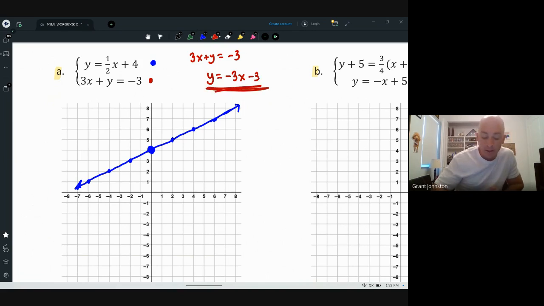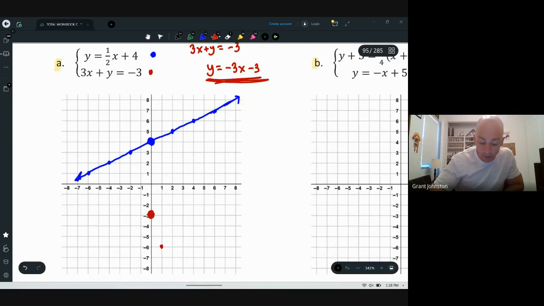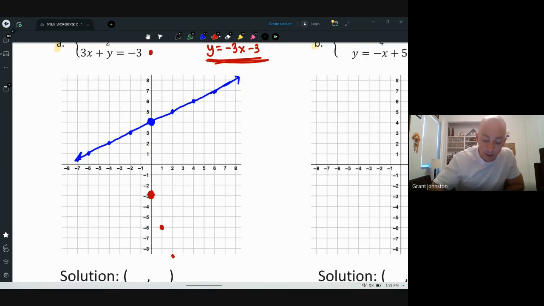So the y-intercept is -3. And the slope is -3. So I'm going to go down 3 to the right 1. So it has that nice slant. And this kind of goes off there. Slanting downward as you read it left to right. We continue that pattern this way.